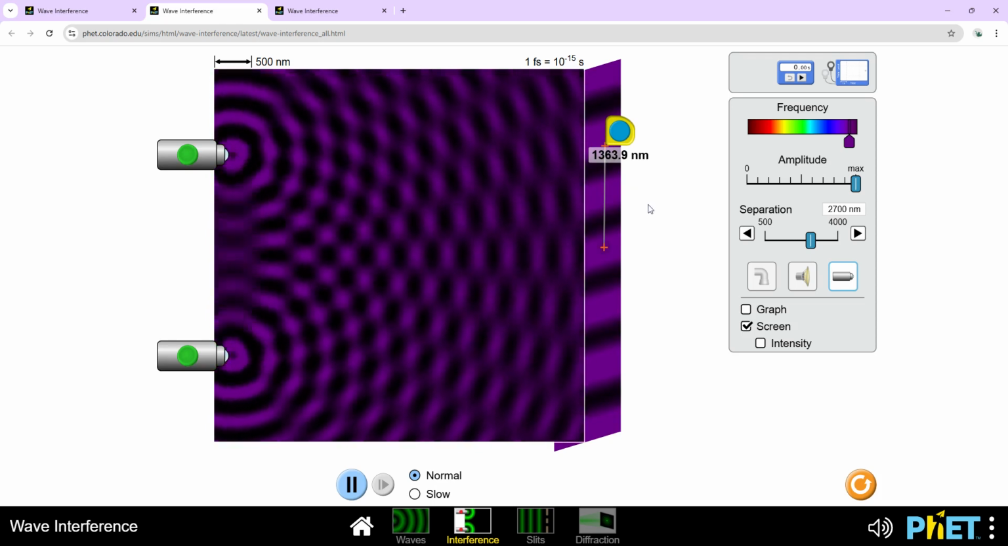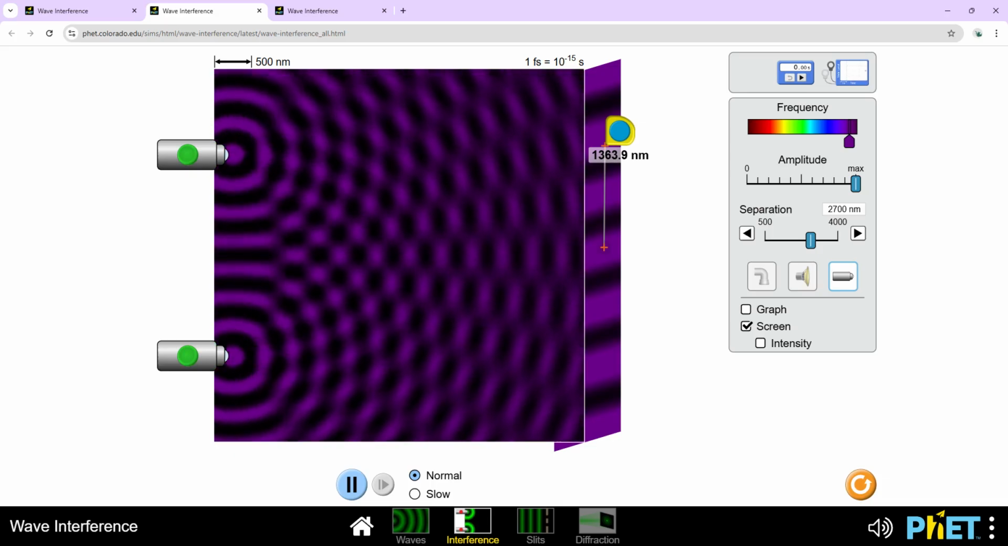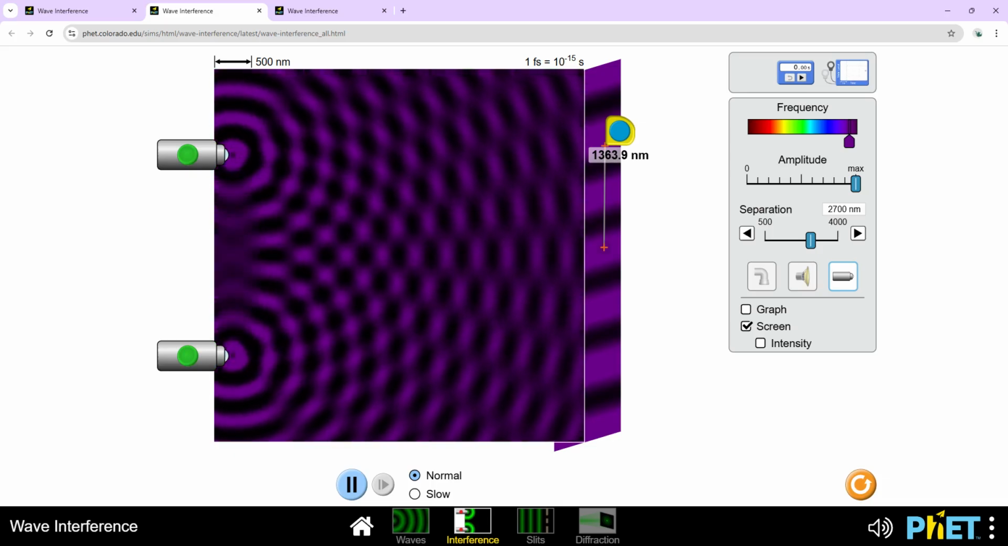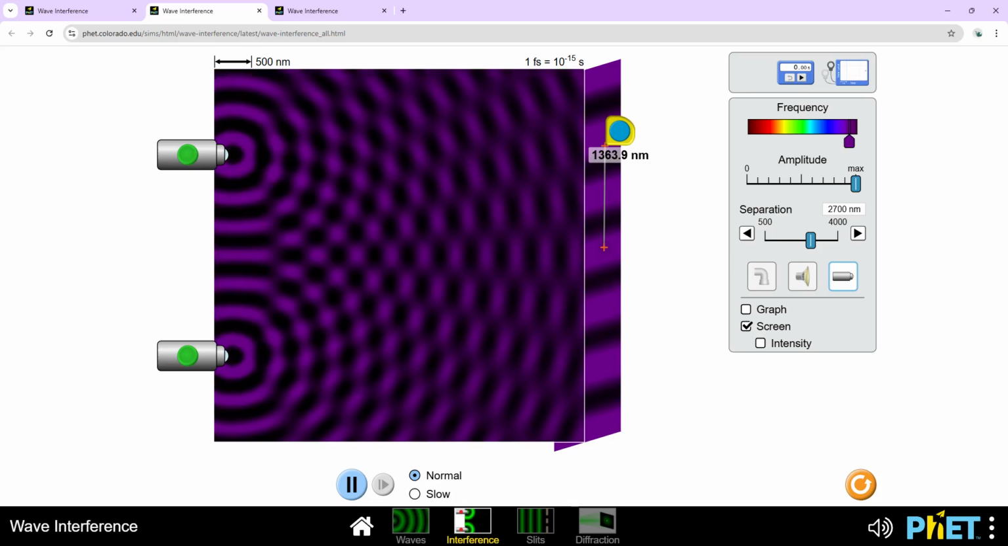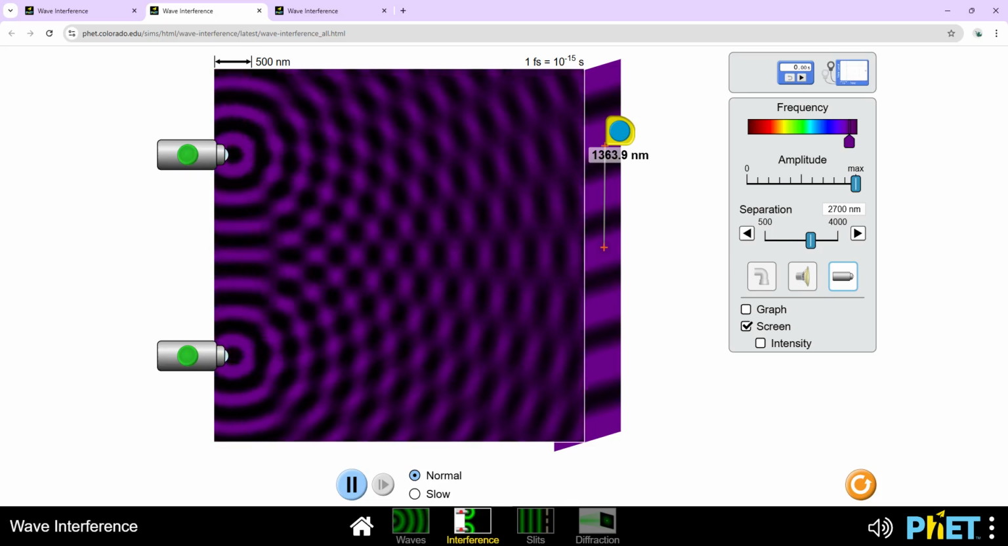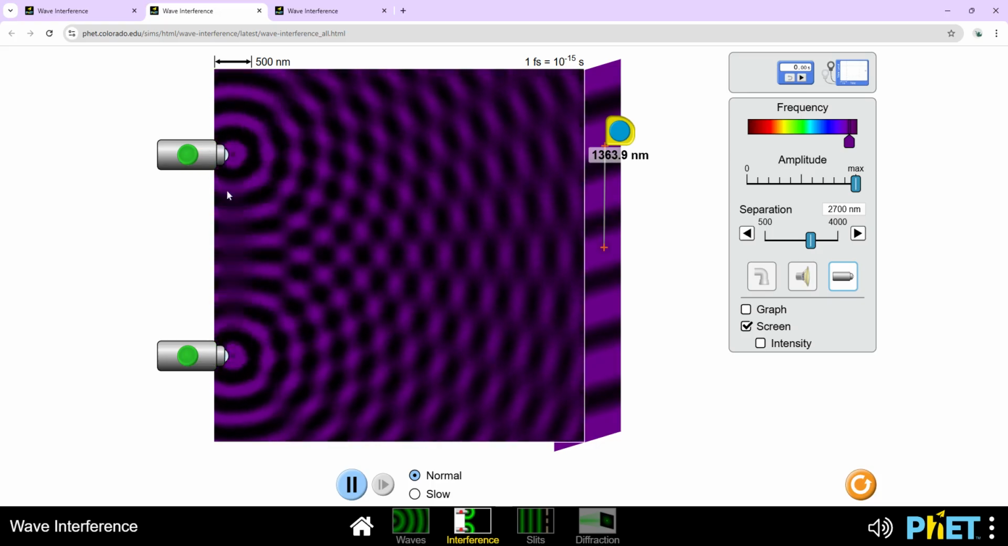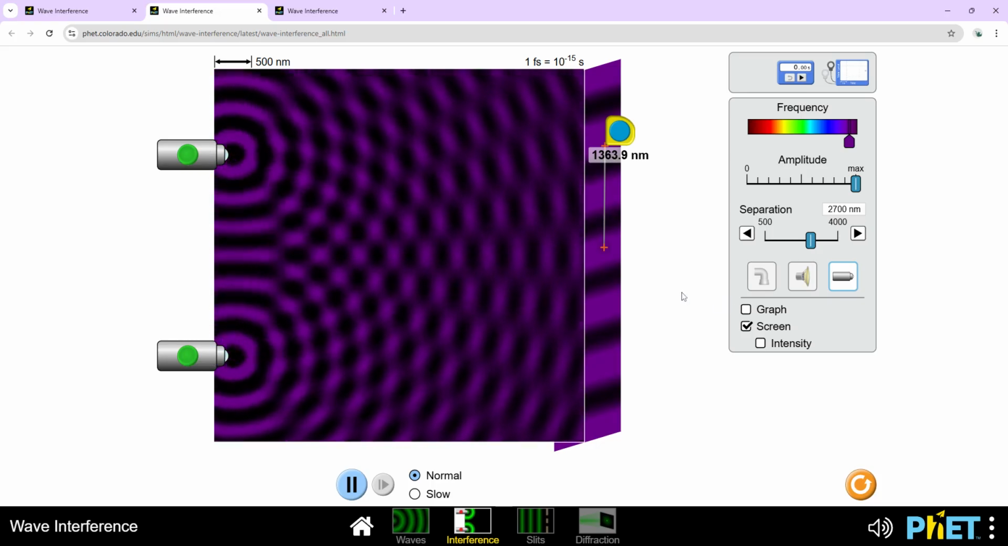So we're starting to see that there are lots of different variables, and each of them has an impact on the separation between the fringes. We've got the frequency of the light, or the wavelength. We've got the distance between the screen and the light sources, and the separation between the light sources.